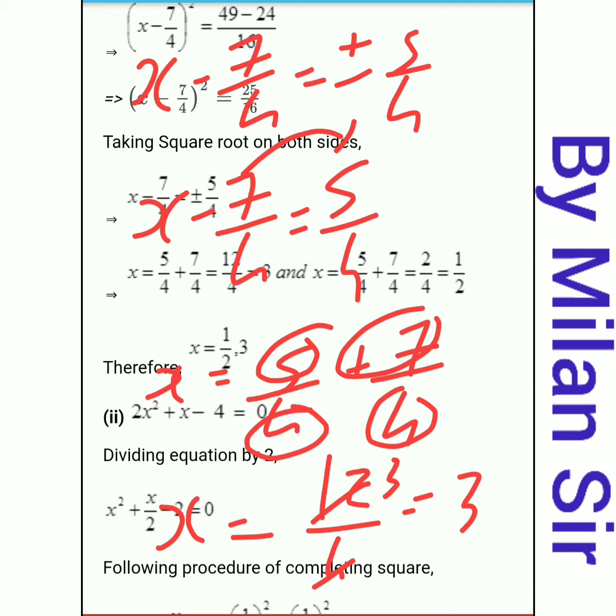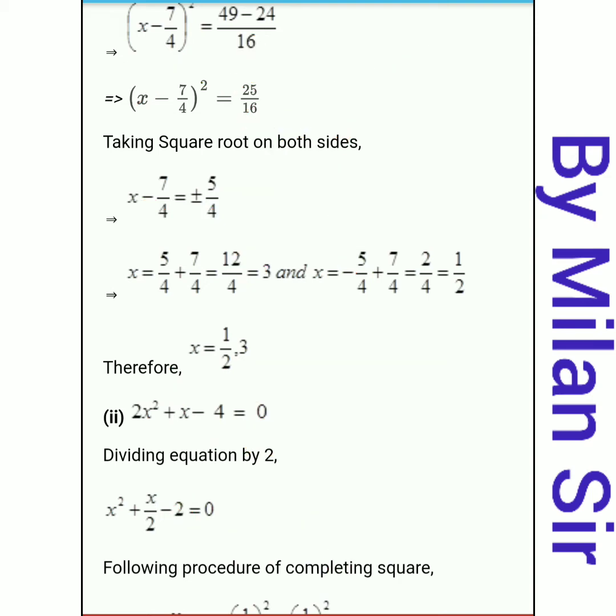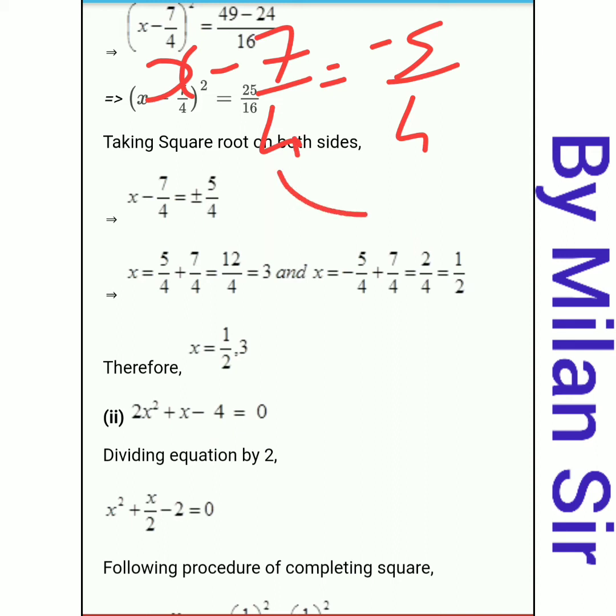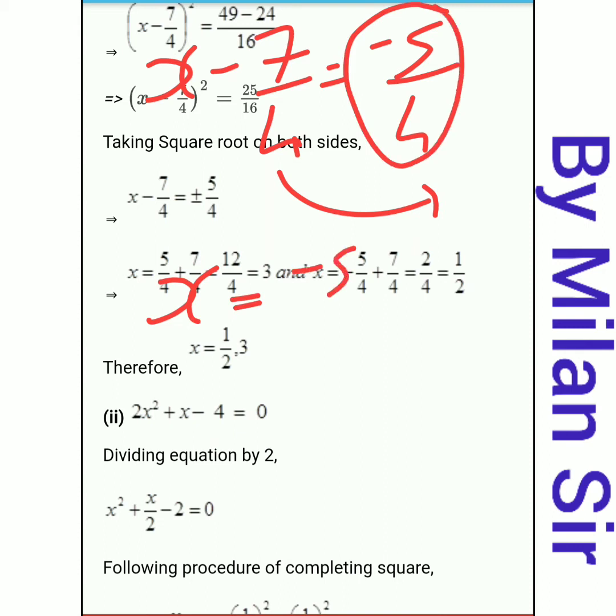Okay, then we need to take our second possibility, x minus 7 by 4. This time we take minus 5 by 4. Again, for finding the value of x, we transfer this minus 7 by 4 to the right hand side. So right now minus 5 by 4 is present on the right hand side. If we transfer this minus 7 by 4 to the right hand side, it becomes positive, so 7 by 4.